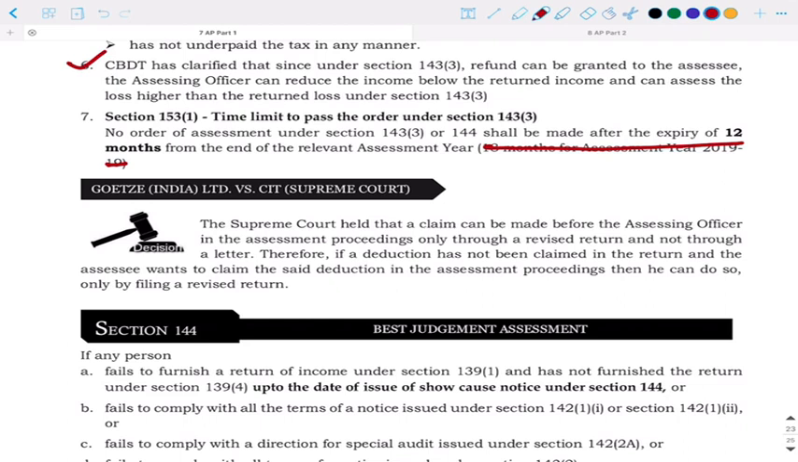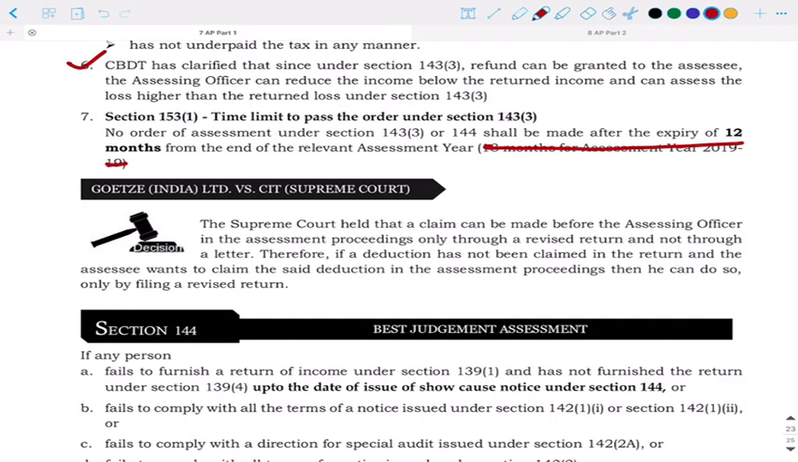What is the time limit for the completion of assessment under section 143.3? 12 months from the end of the relevant assessment year. Under 143.3 or even under 144, it is 12 months from the end of the relevant assessment year. After that, what is written in bracket, please strike it off. That is not applicable for you. What is applicable is the total period of 12 months from the end of the relevant assessment year. Within 12 months, they have to complete.